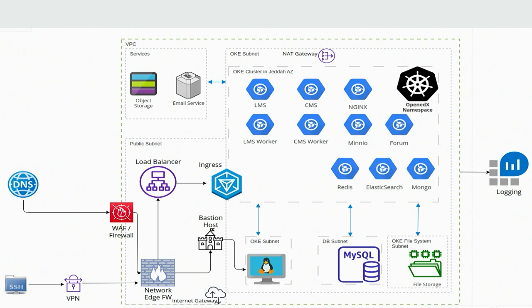WAF will filter out the traffic, and the traffic will go to the network edge firewall, and then it will route to the load balancer. The load balancer will balance the traffic and forward it to the ingress service, and ingress will route it to the appropriate microservice. Like if the traffic is for LMS, it will go to LMS, and if it is for CMS, it will go to CMS. And for logging services, yes, we are using Kubernetes logging services.